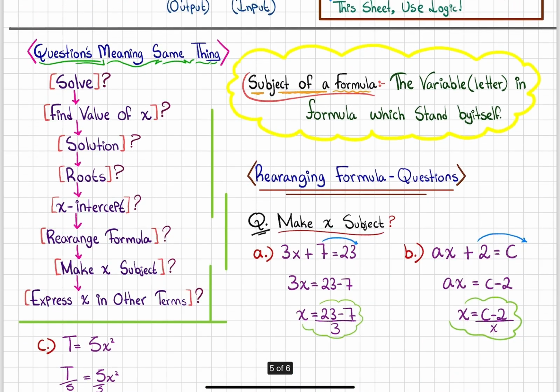Now you're going to find many types of questions in algebra, and they use many different words to ask the question. Here are some of the question indicators that mean the same thing: solve, find the value of x, solution, roots, x-intercept, rearrange the formula, make x a subject, and express x in other terms. All of them mean the same thing. You just have to find the value of the variable that they are asking for.